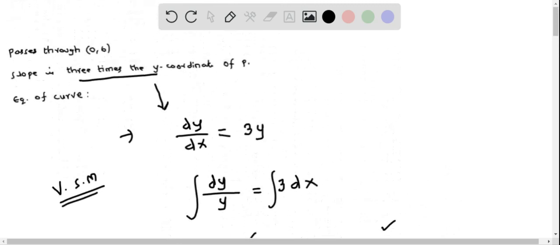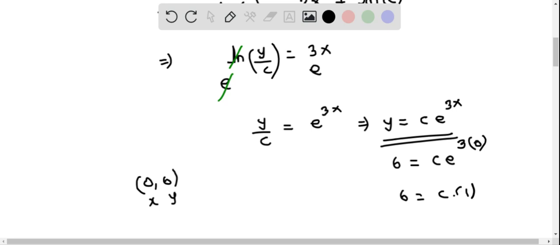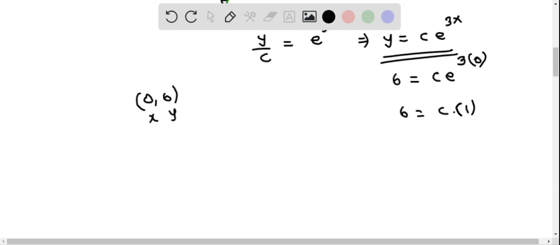Now using the point 0 comma 6, where the curve passes through this point, we can solve for c from this equation. So basically we have to plug this point into this equation, that is, x equals 0 and y equals 6. When you do that, I replace y by 6. This equals c e raised to the power of 3 times 0. So this gives 6 equals c times e raised to the power of 3 times 0, which is 0, and e raised to the power of 0 is 1. So basically this becomes c times 1, which is c. So we get the value of c equals 6.